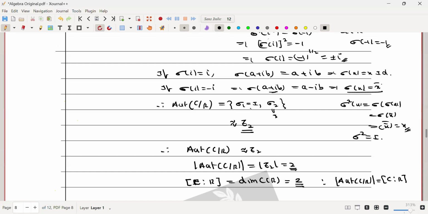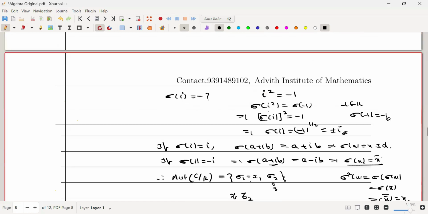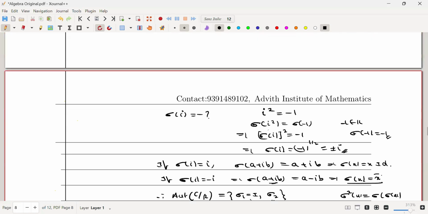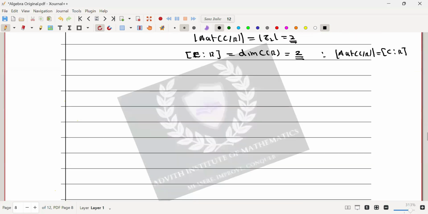right? So therefore C over R is Galois. So this is a Galois extension. Yes. If these two are not equal, then it is not Galois. Right? Next one.